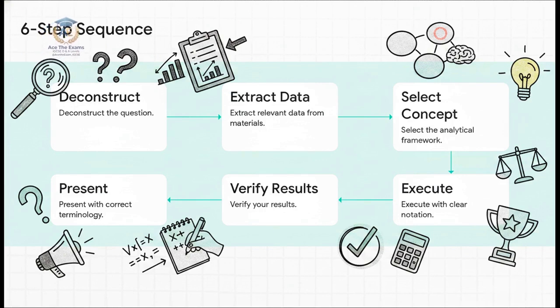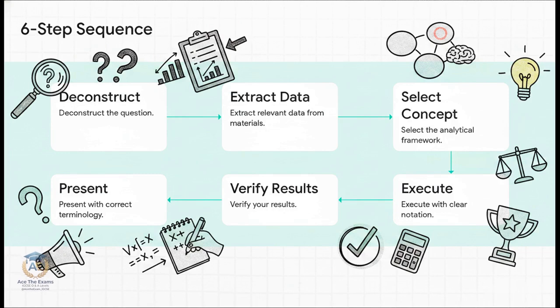Step 2, extract the relevant data from the stimulus materials. Step 3, select your analytical framework. Which of our 4 core concepts is the hidden constraint here? Step 4, execute with clear notation. Write down your formulas before you plug in numbers. Step 5, verify your results with a quick sanity check. Does this number even make logical sense in the real world? And Step 6, present clearly.